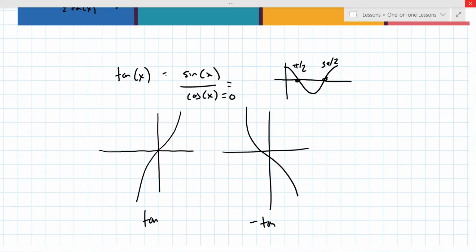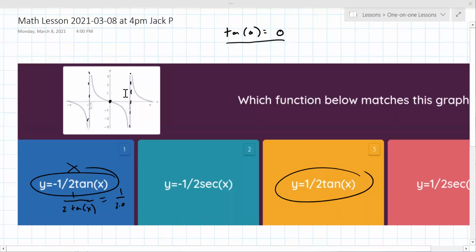Just 1/2 tan, not the negative, right? Yeah, not the negative one. They put it as incorrect for some reason. Well, we're spending a lot of time on these ones that I would just tell you to go to Desmos and graph and move. If you have a calculator, you can graph it that way as well.